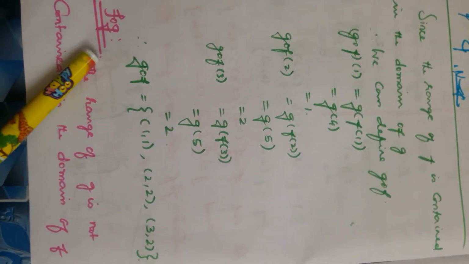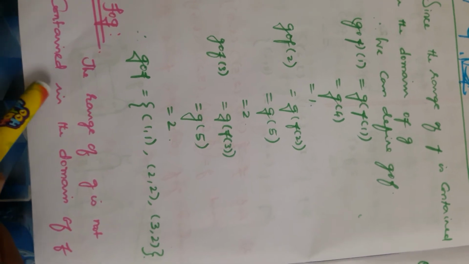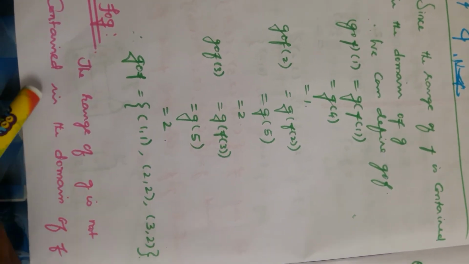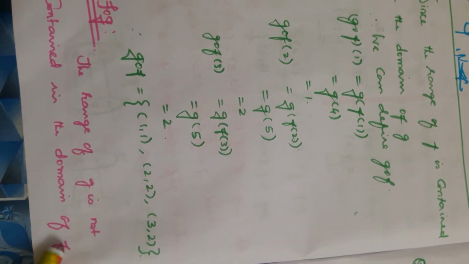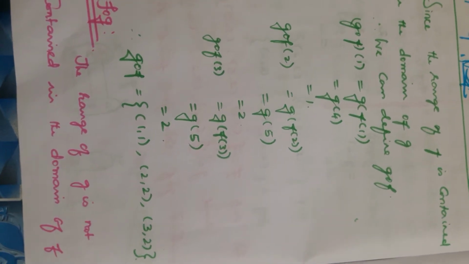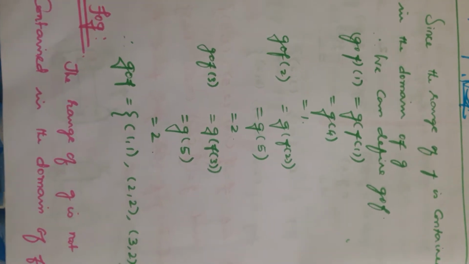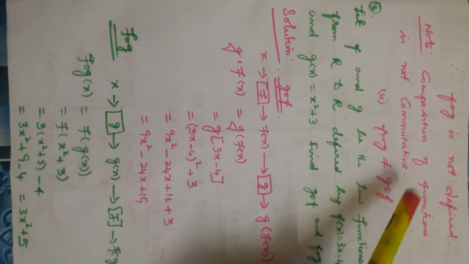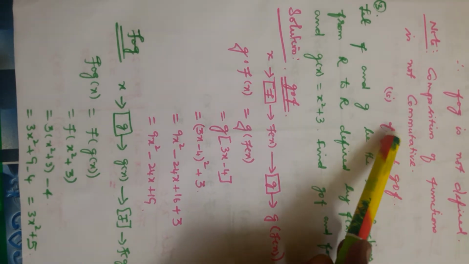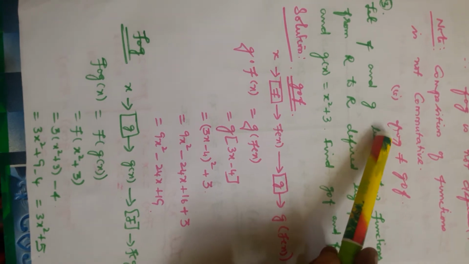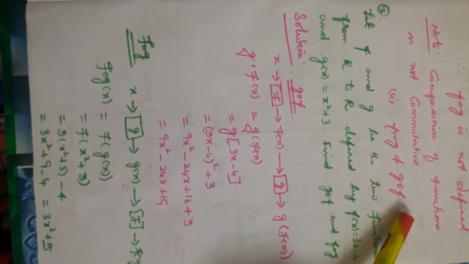And f composite g, as I explained earlier, the range of g is not contained in the domain of f. 1 to 4 is not in your x. Therefore, f composite g is not defined. Okay. And you have one more note: composition of function is not commutative. You know, not commutative is nothing but f composite g is not equal to g composite f.